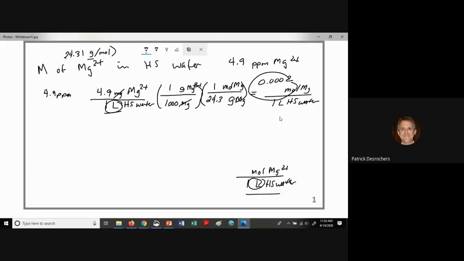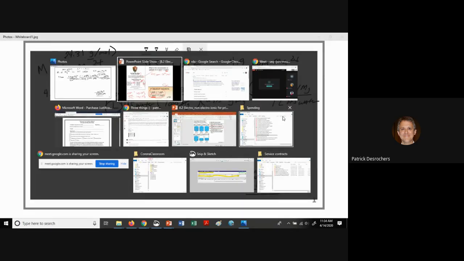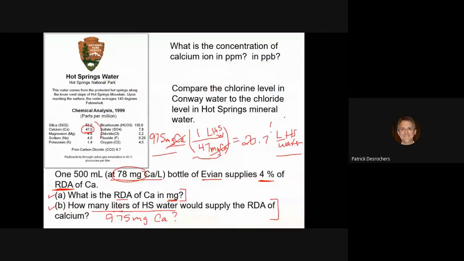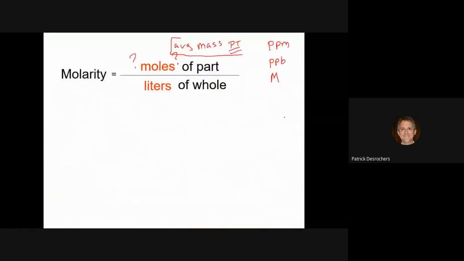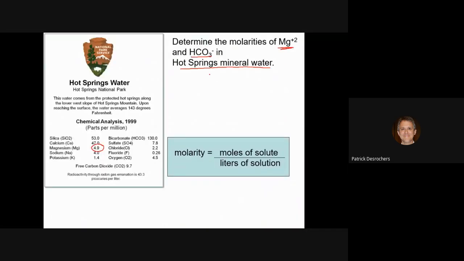Because what I'm going to do now is I'm going to go back and I'm going to turn you loose. I want you to do the same thing we just did, but now for bicarbonate. Bicarbonate, there's the number for bicarbonate. Do exactly the same thing we did and tell me what the molarity is for bicarbonate. And I'm going to give you 3-4 minutes, long enough to go get a cup of coffee, and I'll come back. All right, so get the number for bicarbonate.